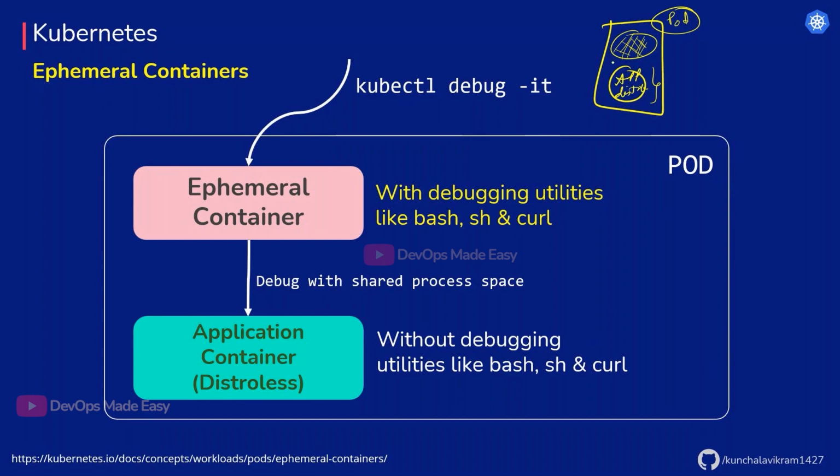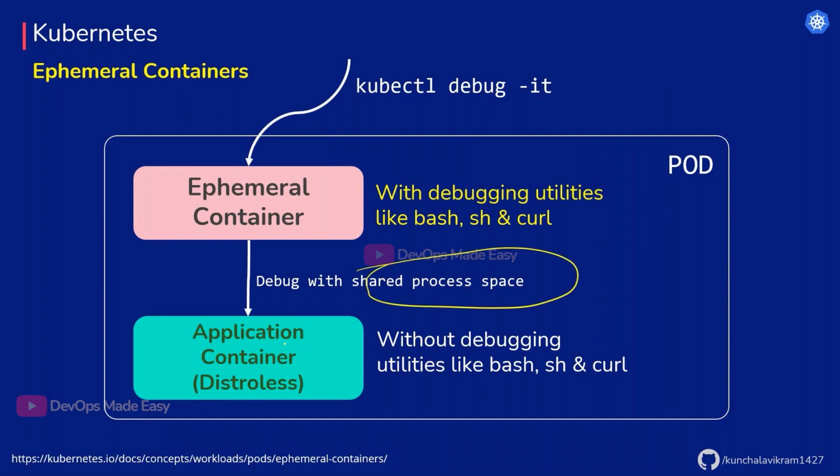Now since these are in the same pod, they can talk to each other. That means I can curl this application container using curl or ping. One more advantage is that this debugging container will share the process space with this application container. That means whatever processes are running inside this application container are visible to this ephemeral container, which I am going to prove. You can see the processes running inside it, you can restart the processes, you can do anything inside this application container because we now have an ephemeral container.